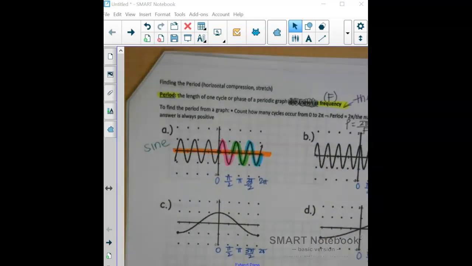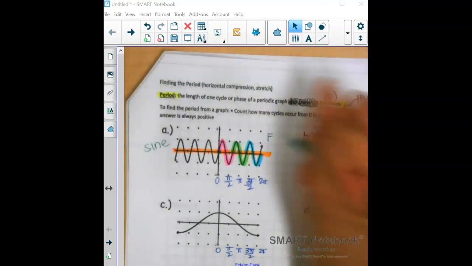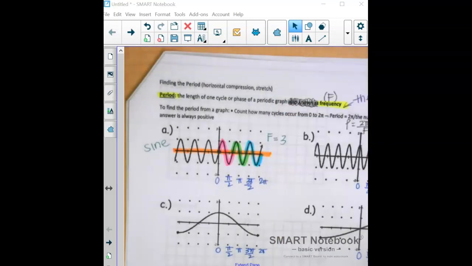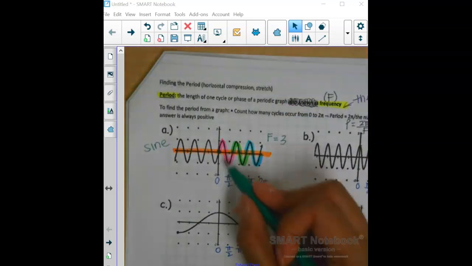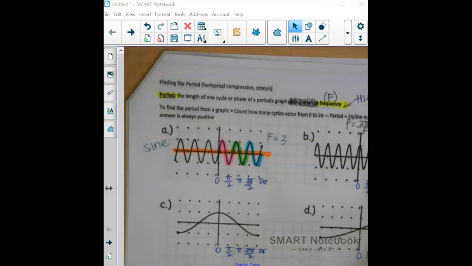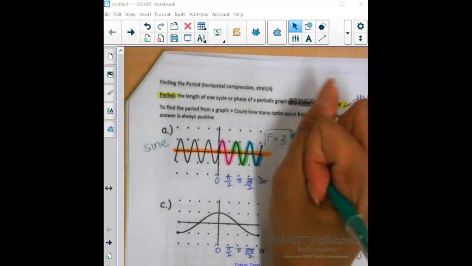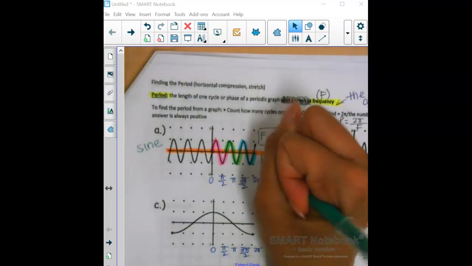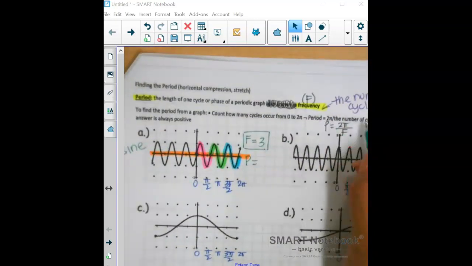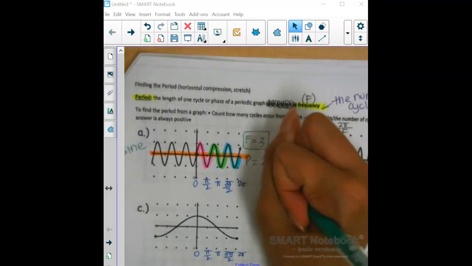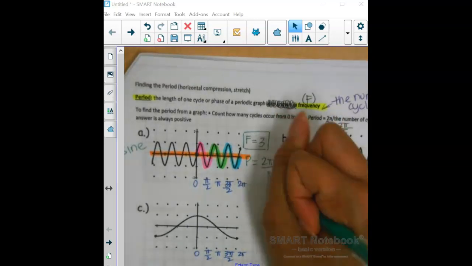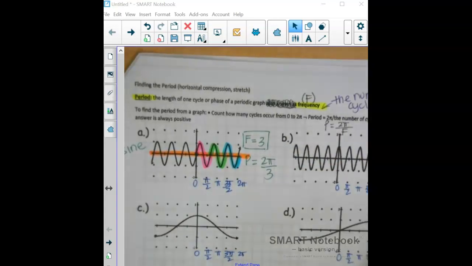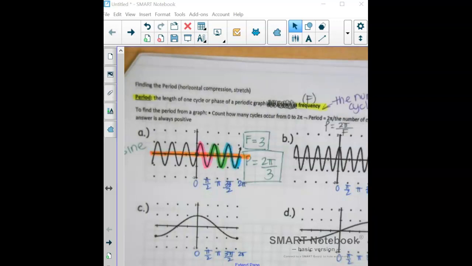How many cycles did this problem have? 4? 3, it had 3. So the number of cycles that it has is 3. It's the pink, the green, and the blue. So the number of cycles for frequency, f is going to equal 3. I also need to calculate the period. The period is going to equal 2 pi over the number of cycles. So 2 pi over the number of cycles, which we just said was 3. Can we simplify 2 over 3? No, this would be my answer.